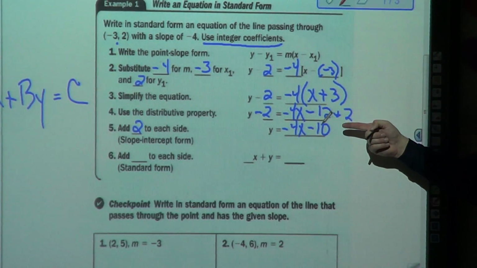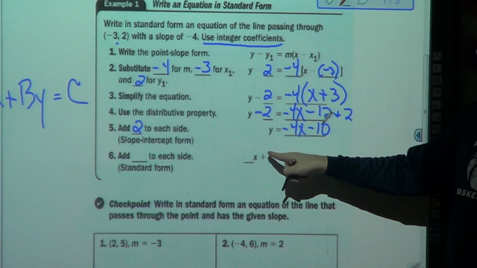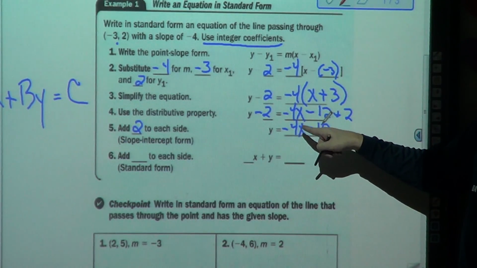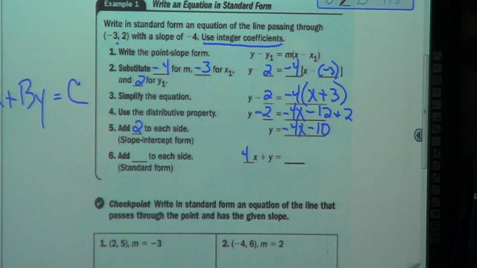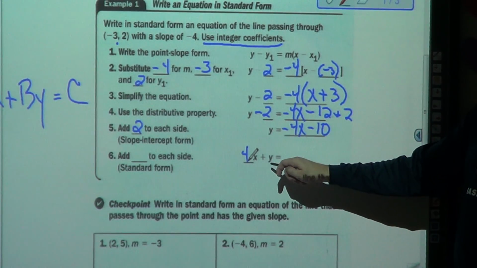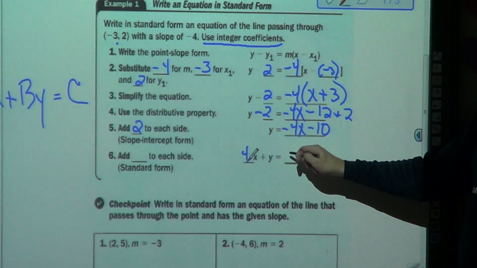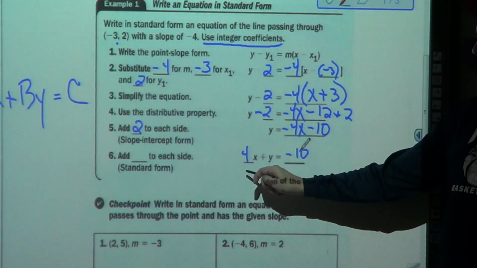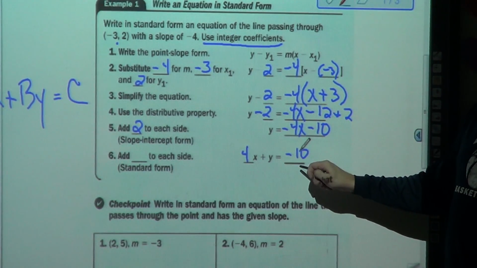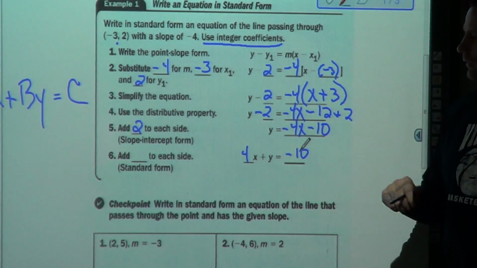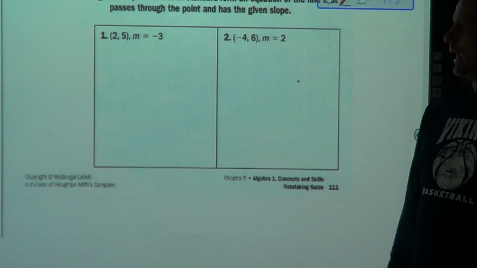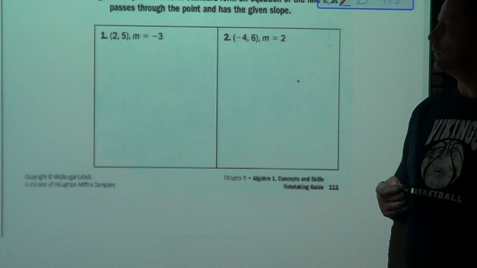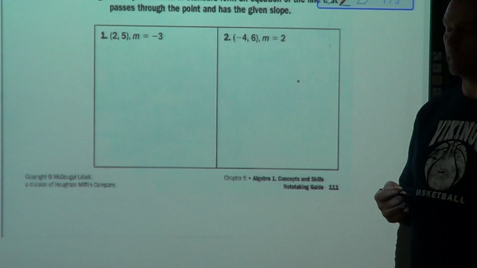Now I'm in slope-intercept form. My last step to get this in standard form is to take this -4x and add it to the left side. When it changes sides, it changes sign. So this -4x becomes positive 4x on the left side. We have a positive y already, so that's plus y. And what's left on the right side is -10. So this is Ax plus By equals C, standard form. We have a couple of checkpoints. What you should probably do here is pause the video and try one of these, and then when you're done, start the video back up and you can see me working through it.